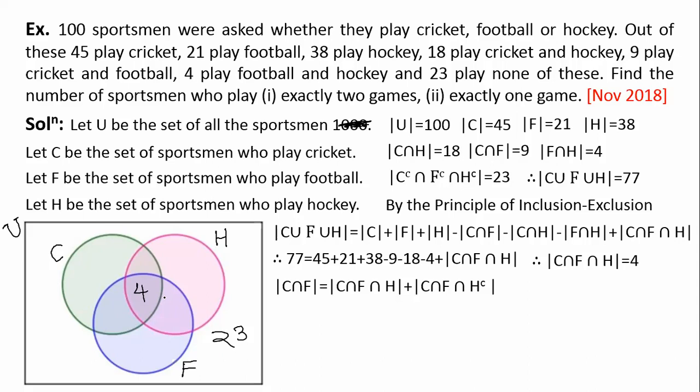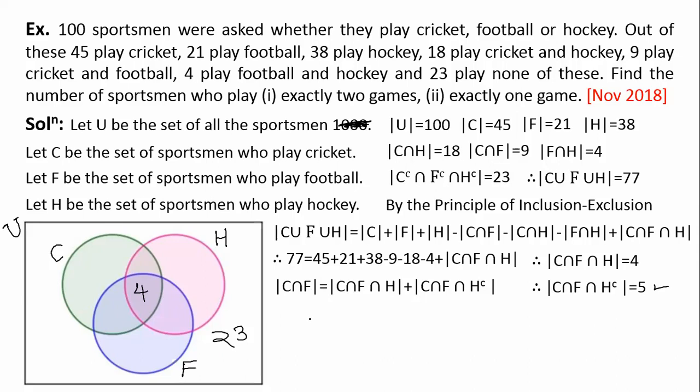So it is very much obvious, and as such, what is known to us? 18. This 18 is equal to 4 plus the remaining thing. So the remaining thing, C intersection F, na? C intersection F कितनी है? 9. 9 is equal to 4 plus, so the remaining has to be 5. So this is 5. Okay.